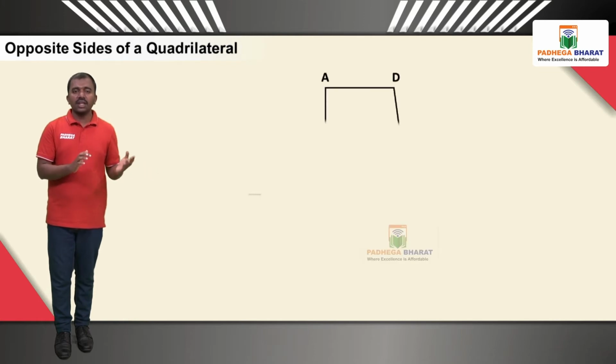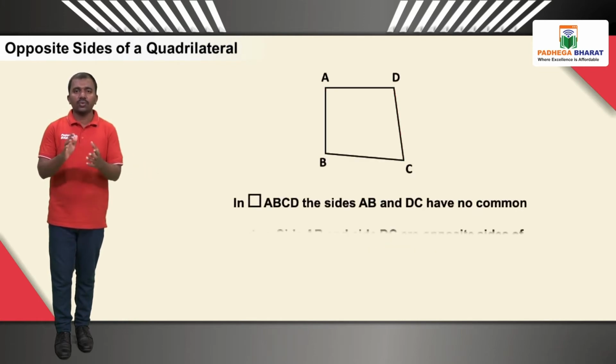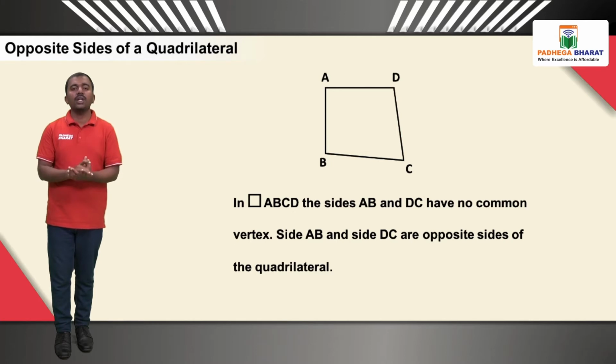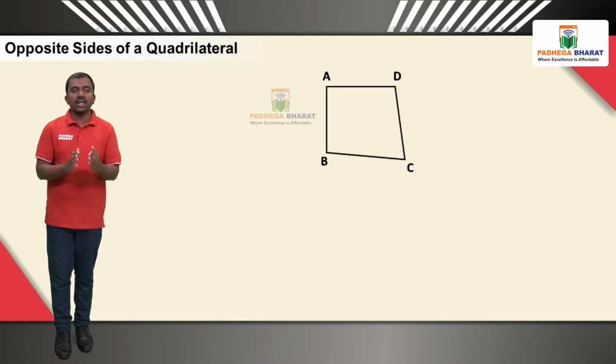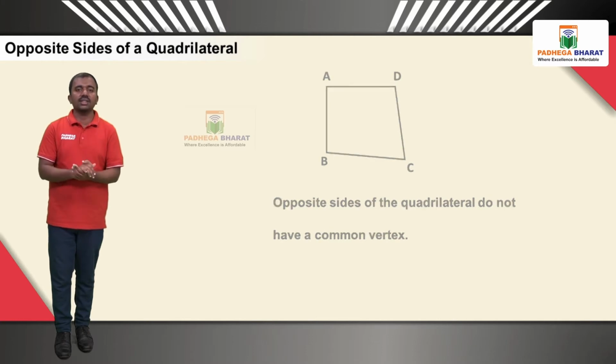Now the sides opposite to each other. In quadrilateral ABCD, the sides AB and DC have no common vertex. Those sides, AB and DC, are opposite sides of the quadrilateral. If you compare any two sides and you are defining them to be opposite sides, then we have to make sure there is no common vertex point. Opposite sides of the quadrilateral do not have a common vertex. That is what we were discussing.